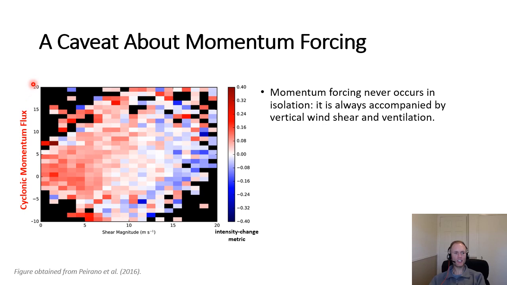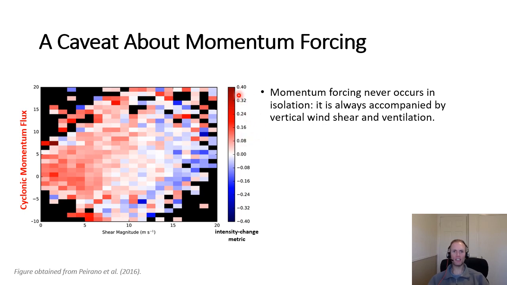So on the y-axis here, we have different values of cyclonic momentum flux. Negative values are anticyclonic, but we're really interested in these positive values, 0 to 20, cyclonic momentum forcing. So this is that F term in the Sawyer-Eliason equation. On the x-axis, we have shear magnitude from no vertical wind shear up to 20 meters per second over the depth of the troposphere here. And shaded within each box is an intensity change metric. It's not an actual value of intensity change, but it's more of a normalized value.